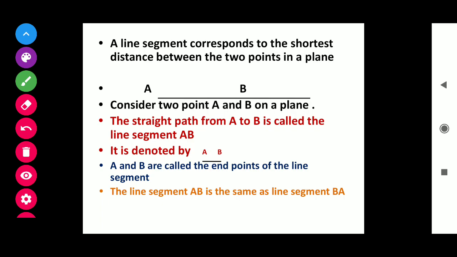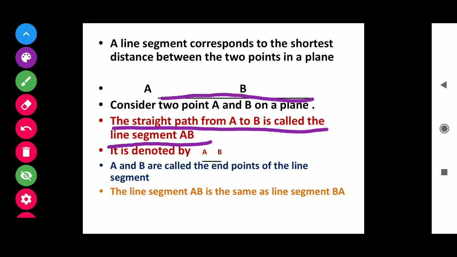Now we are going to discuss a line segment. What is a line segment? A line segment corresponds to the shortest distance between two points in a plane. Suppose we have two points A and B. When we join these two points, it becomes a line segment. So the straight path from A to B is called the line segment. I have shown you the line segment A and B.